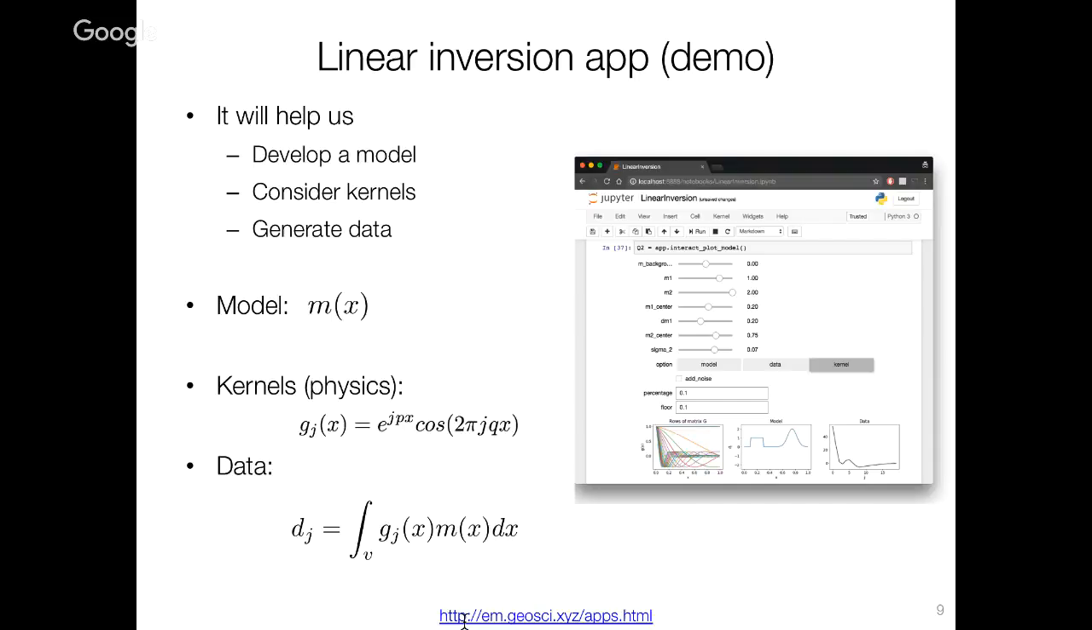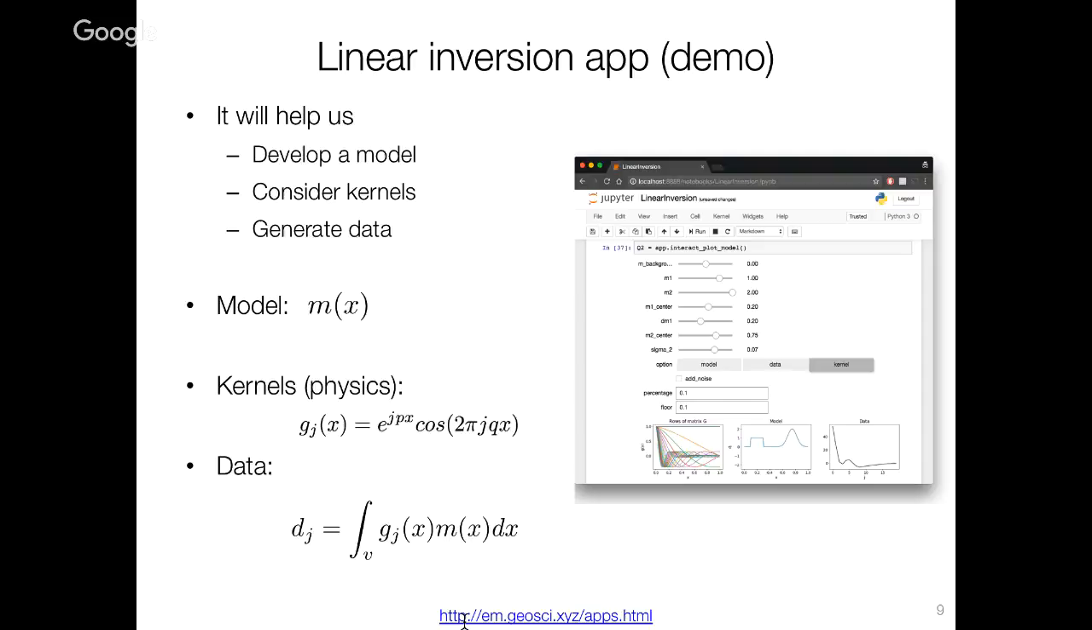So there's an inversion app that we've got. I'm going to just go through a couple of slides first, sort of set the tone, and then we'll actually go to the app. And this will kind of set the scene. So the first thing that we're going to do is to generate a model. So this is the thing that we're actually going to try to find.